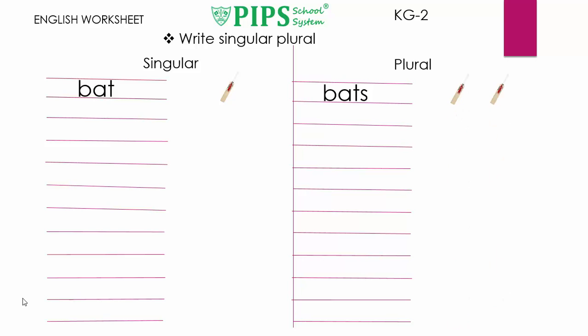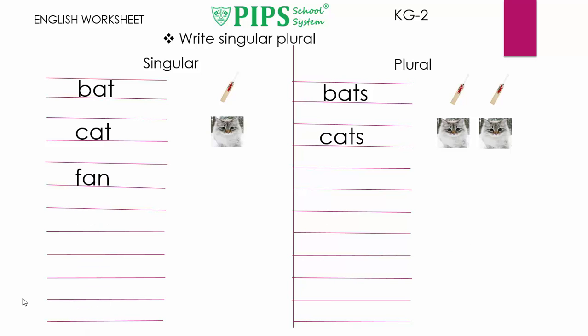The next singular word is cat. Here is the picture of cat. Its plural word is cats. And these are cats. The third singular word is fan. Here is the picture of fan. Its plural word is fans.